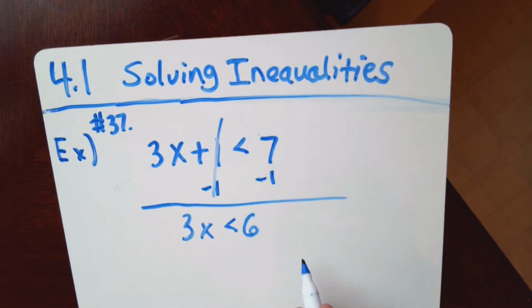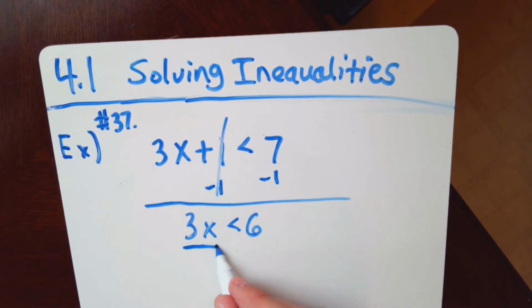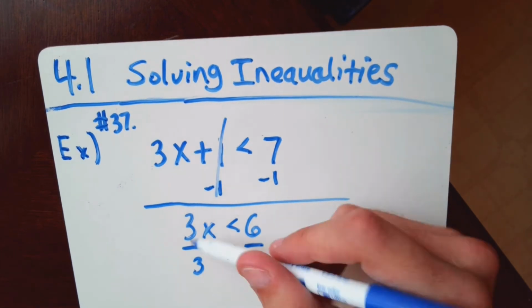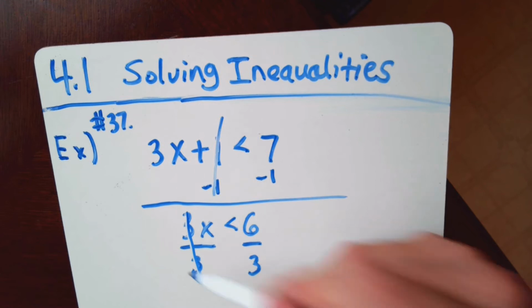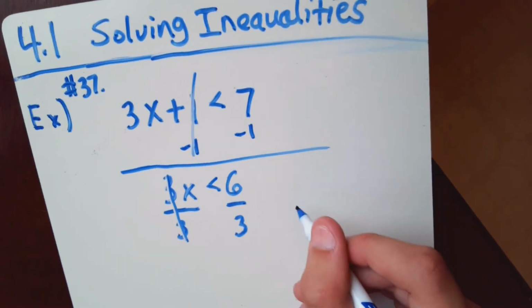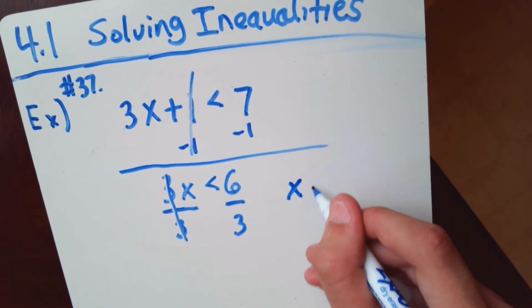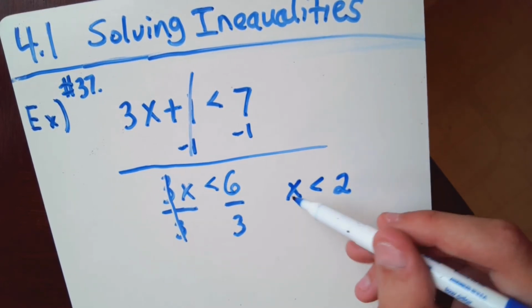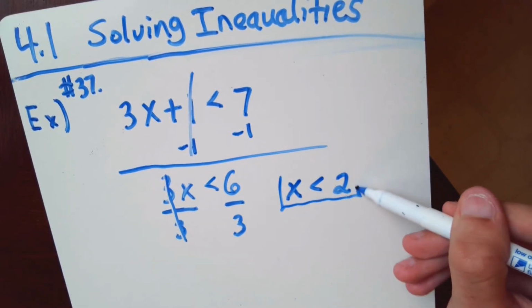And now the multiplication principle, or you can think about it really as the division principle too. We can just divide both sides by 3. Equivalently, it's like multiplying both sides by a third. But anyway, we divide both sides by 3. Those cancel. So we get x is less than 2. That is the solution to this inequality.